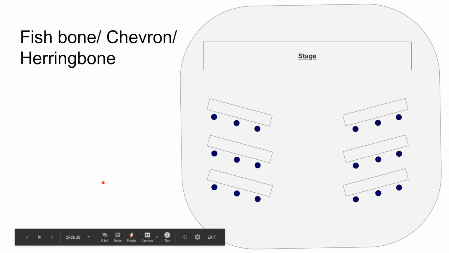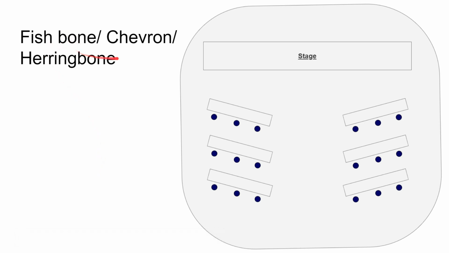Yet another method of seating arrangement is fishbone. It is also called Chevron or Herringbone. It all means the same. This is a modification of the classroom style of arrangement. Here, the table and chair are kept at a slight angle.